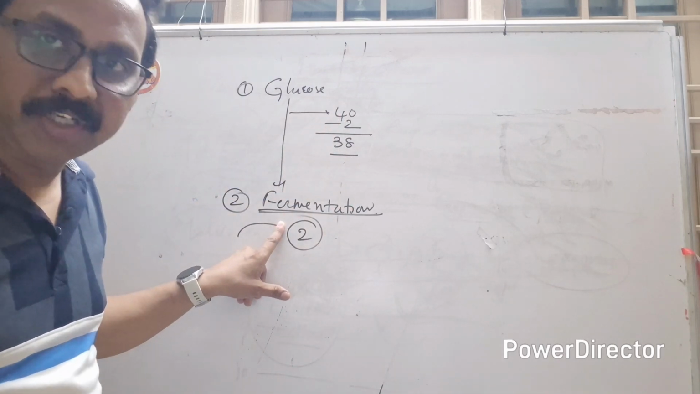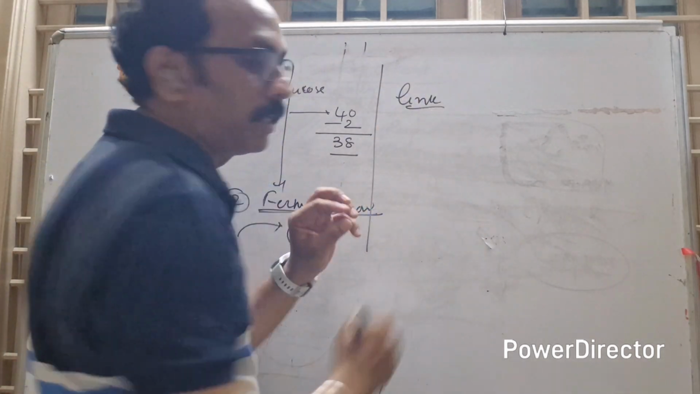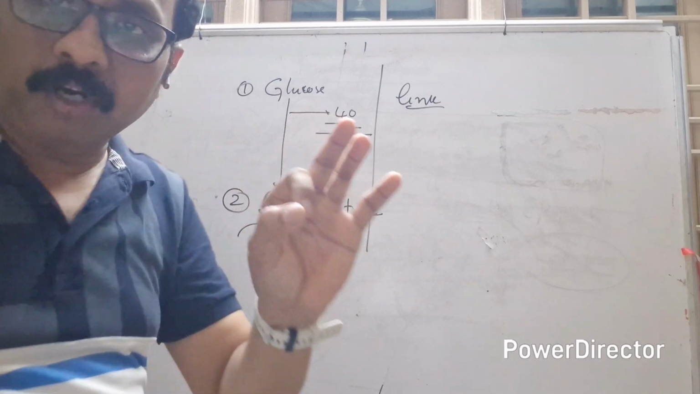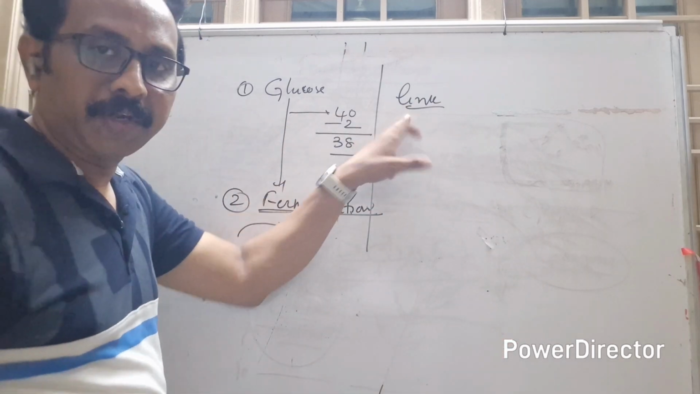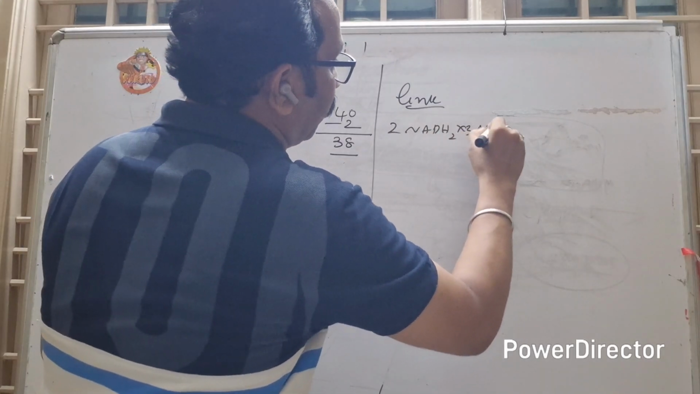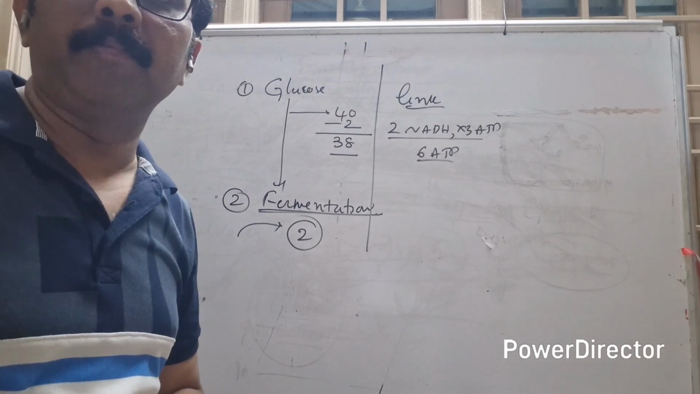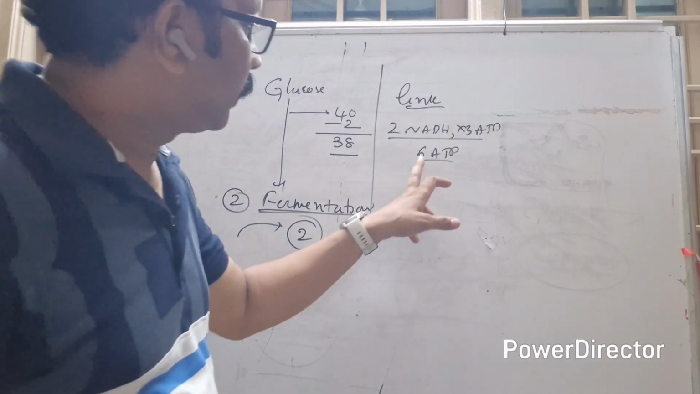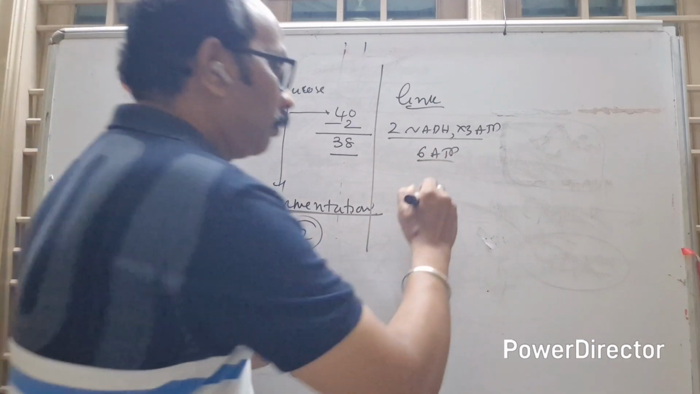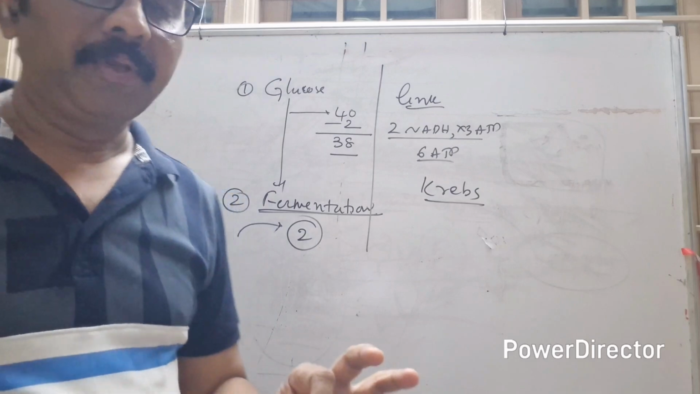Fermentation, whatever the fermentation, okay. But sometimes they ask about the link reaction separately, the gateway of pyruvic acid, the oxidative decarboxylation of pyruvic acid. There are 2 NADH2, each giving 3 ATP, so that is 6 ATP. For the link reaction, you can get 6 ATP. That's it. But the majority of students get confused about the Krebs cycle.